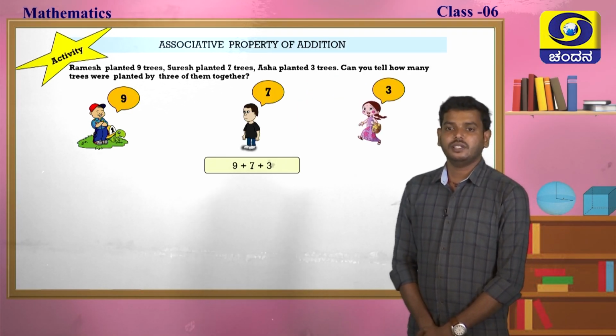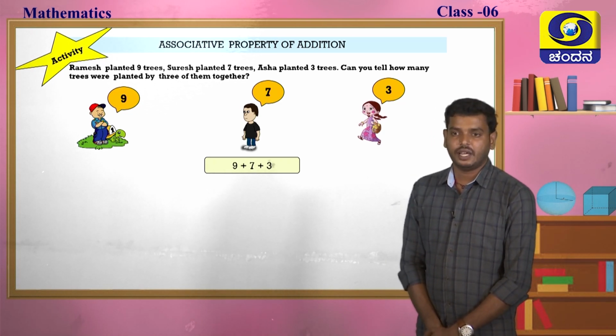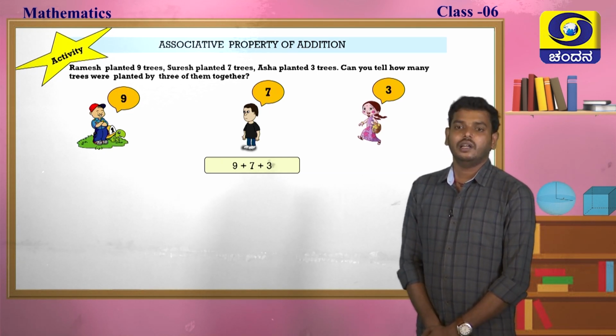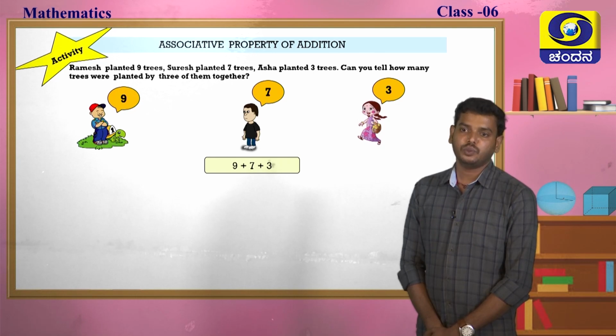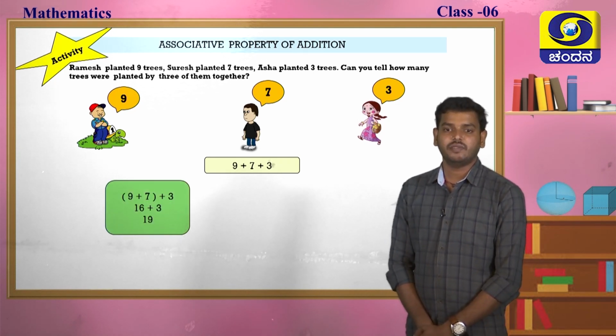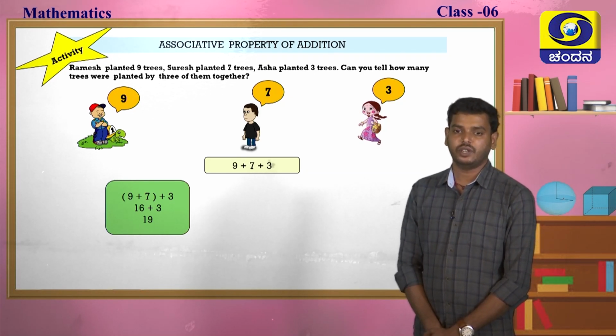If we need to find the sum, that is 9 plus 7 plus 3, we can find the answer, but according to associative property, we will rearrange the numbers in two different manners, that is 9 plus 7 plus 3. Here the first two numbers we will group and we will try to find the solution.